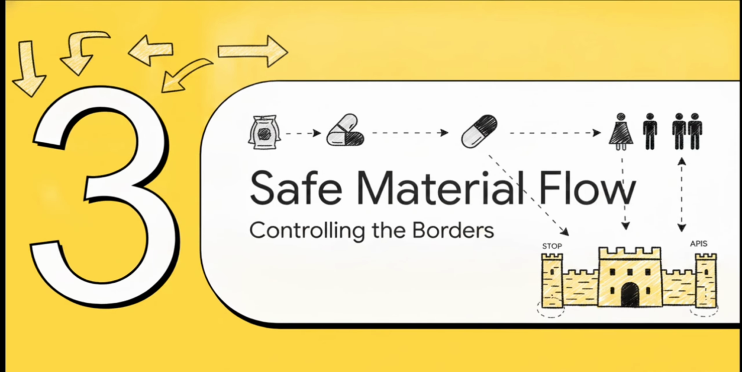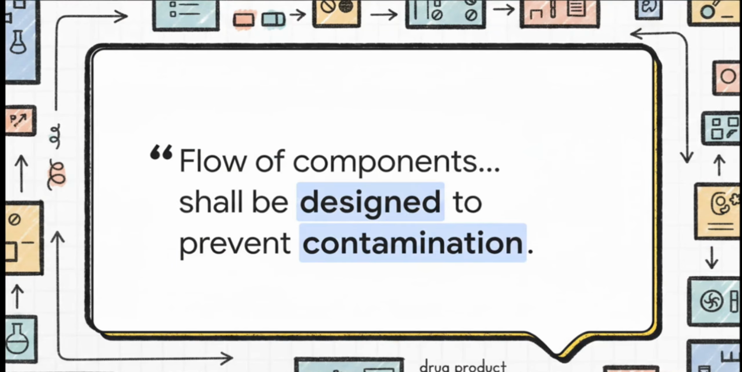Section 3, mapping safe material flow, controlling the borders. Pharmaceutical manufacturing isn't static. Raw materials, active pharmaceutical ingredients, and personnel are constantly moving around. And that means we have to map out a safe material flow. This is grounded right in the regulatory text. Both the US FDA and EU GMP guidelines explicitly state the flow of components, drug product containers, closures, labeling, in-process materials, and drug products through the building or buildings shall be designed to prevent contamination.